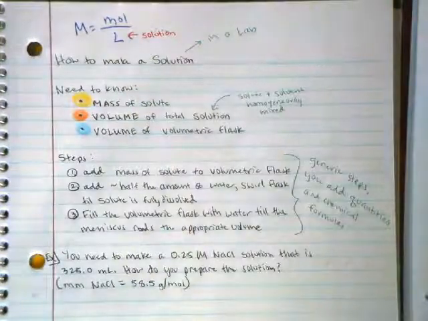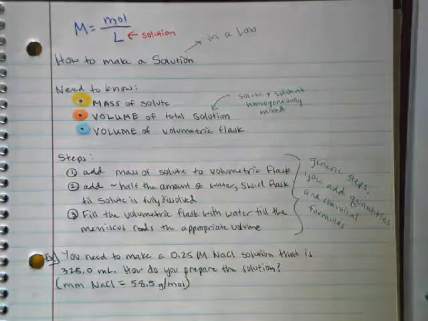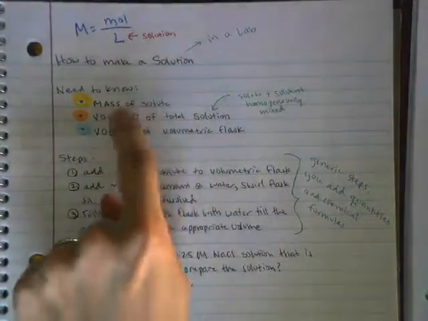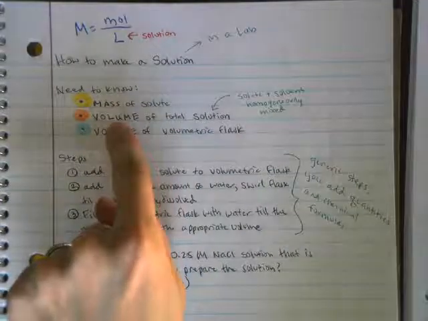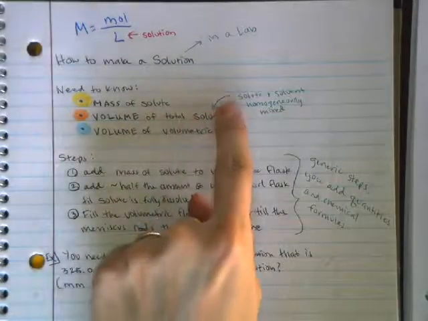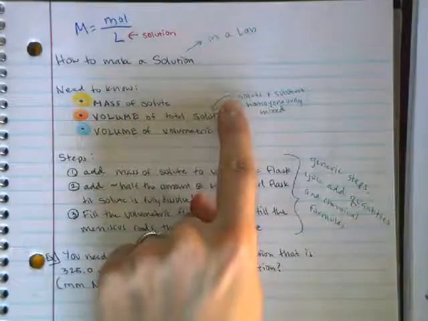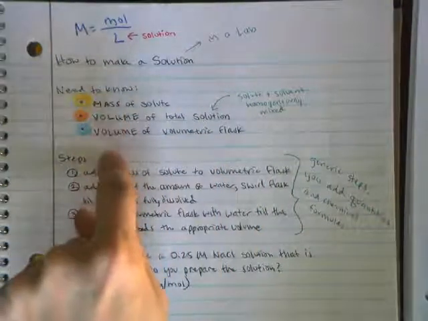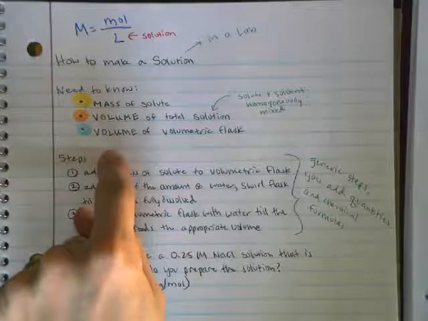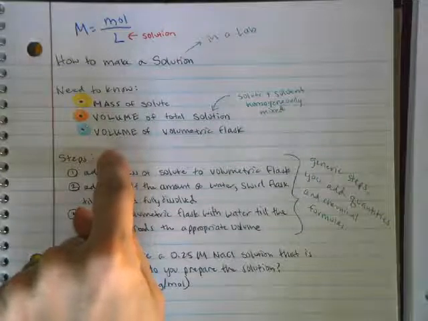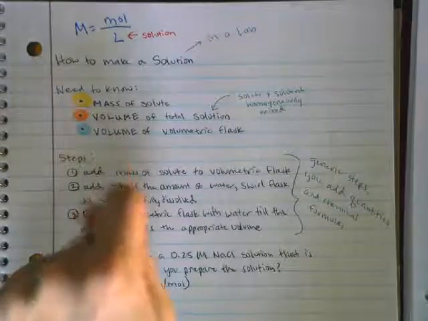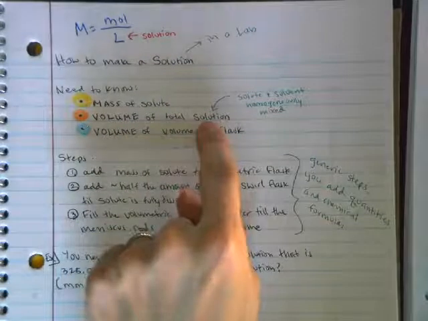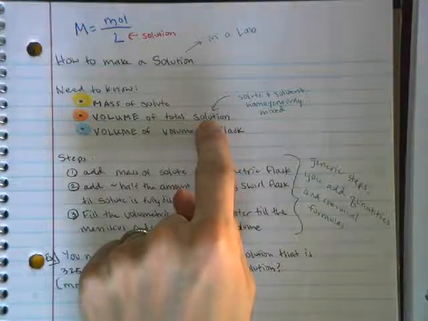So you need to do it in a very specific order. It's not hard, you just need to pay attention. So the things that you need to know is the mass of the solute that needs to be added, okay? The volume of the total solution, again, which is the solute and the solvent, and then the volume of a volumetric flask. Notice nowhere does it say the volume of water, okay? I never know exactly how much water I've added, but that's okay. I don't need to know that. I just need to know the volume of the total solution when everything is fully dissolved and homogeneous, okay?